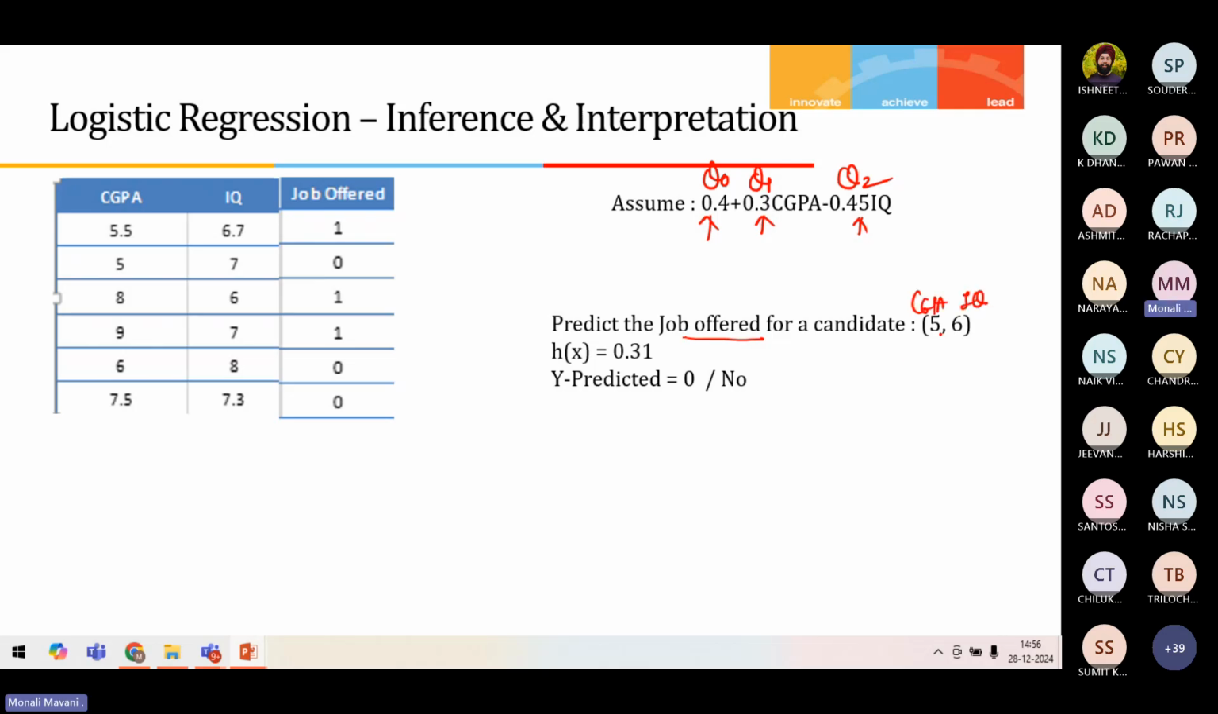and the IQ level of 6. Then shall we offer a job or not? So find the hypothesis function. The class probability is coming out to be 0.31, which is less than 0.5. So we can say the predicted class will be 0. That means do not offer a job. This is the inference part.